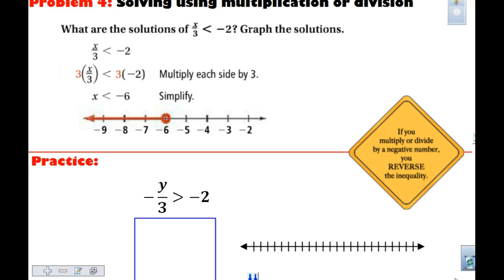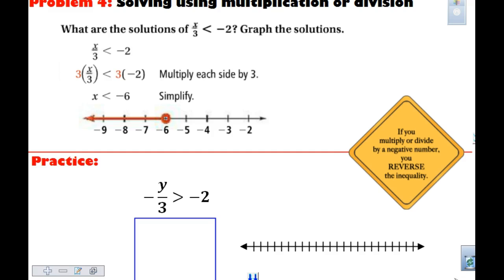So here's the problem. You're solving at the top of the next page. X divided by 3 is less than -2. The opposite of dividing by 3 is to multiply both sides by 3. Why did they not change the inequality? Why not? Abby, why not change it? We have a negative in the problem. Why not change it? And we're multiplying. Why not?